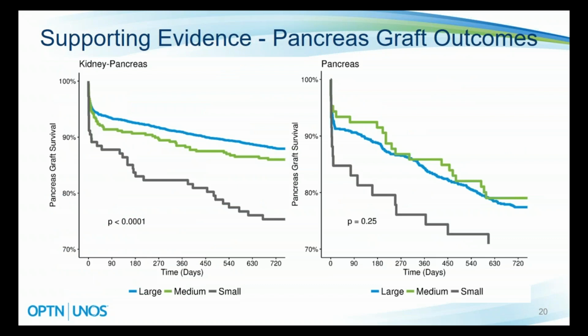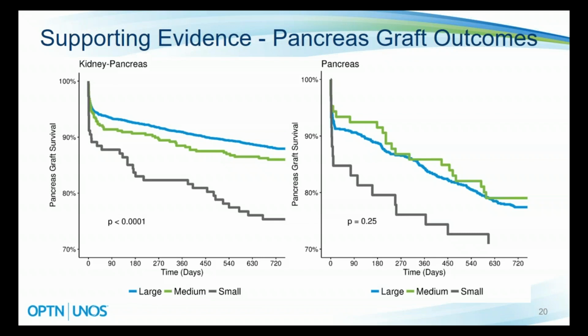Next slide, please. Here you see some supporting evidence that we gathered. On the left side is kidney pancreas graft survival, and then pancreas alone transplant graft survival. For this purpose, we defined small centers as centers who perform less than 2 transplants a year. There were 32 of them. Medium centers in green were defined as 3 to 4 transplants per year, and large centers were more than 4 transplants a year. There were 77 centers considered large. As you can see, for both pancreas alone and kidney pancreas, there's a significant difference in pancreas graft survival being worse at small centers.